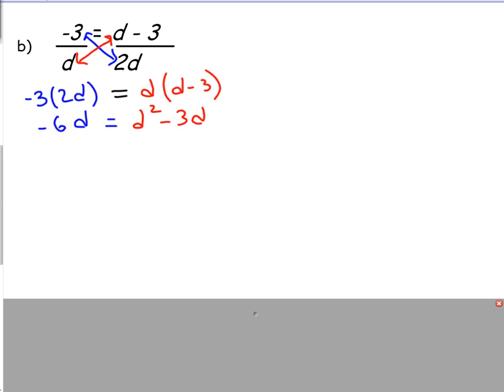Now that we have this, we want to get everything to the same side. To get everything to the same side, we can add 6d to both sides.